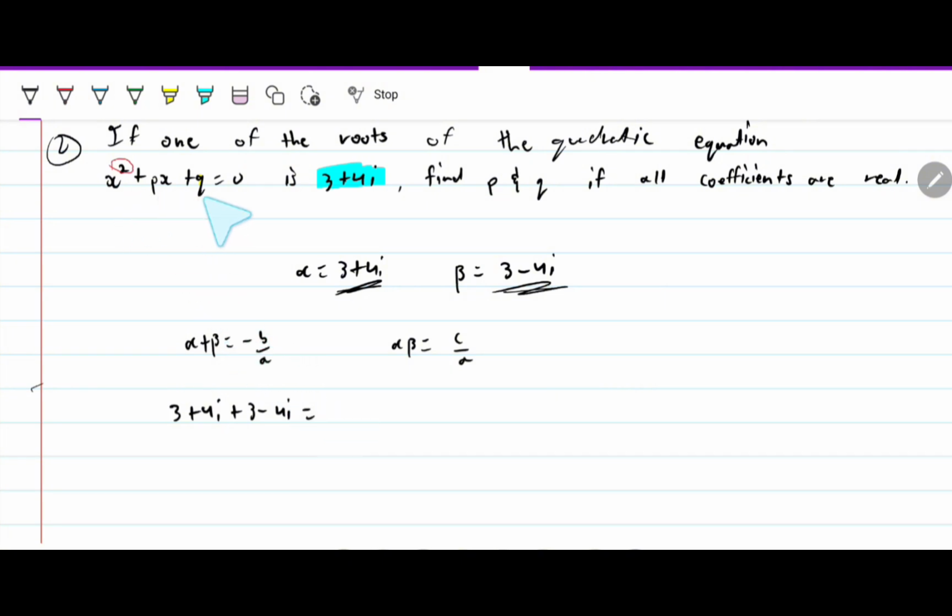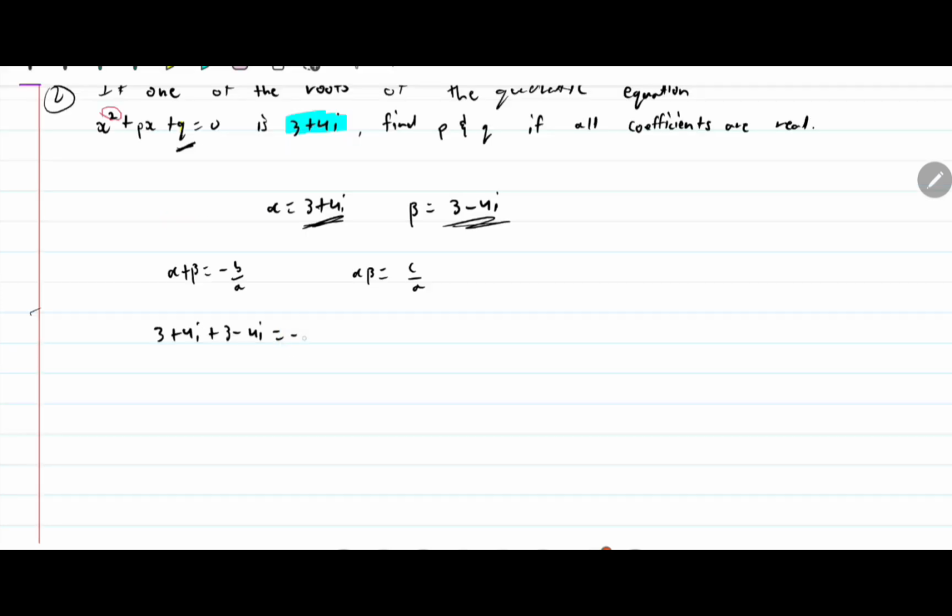Now let's look at the coefficients up here. Our b, in this case, is going to be p. So we'll have negative p, because it's negative b over a. And 4i and minus 4i cancel out, leaving me with 6 is equal to negative p. So p is therefore equal to negative 6.